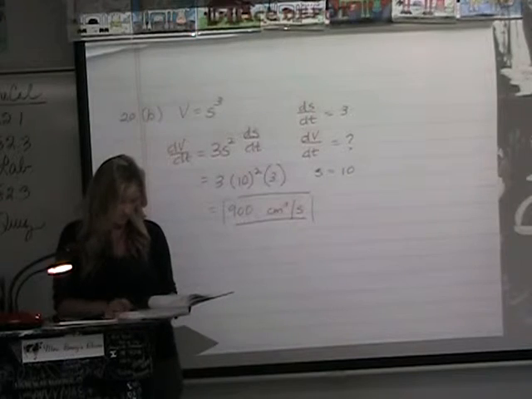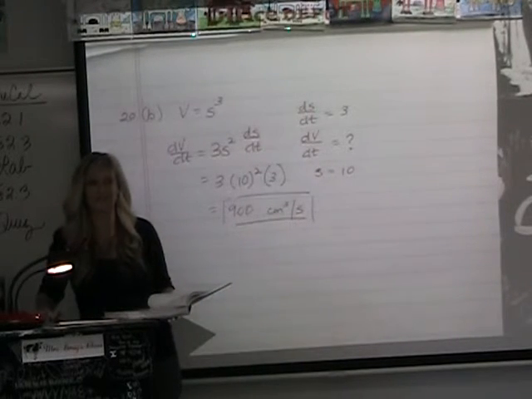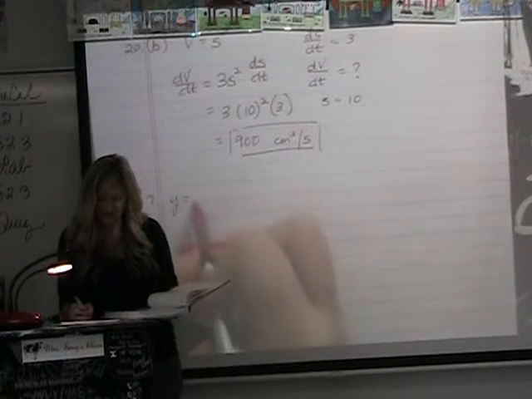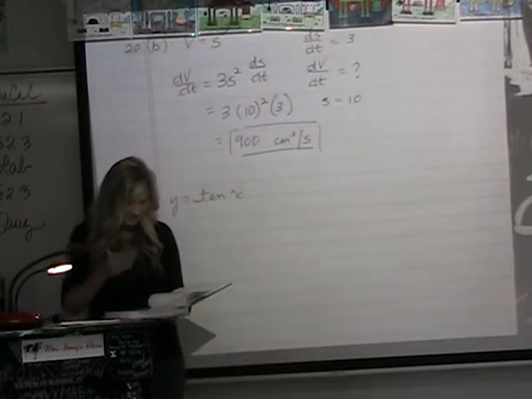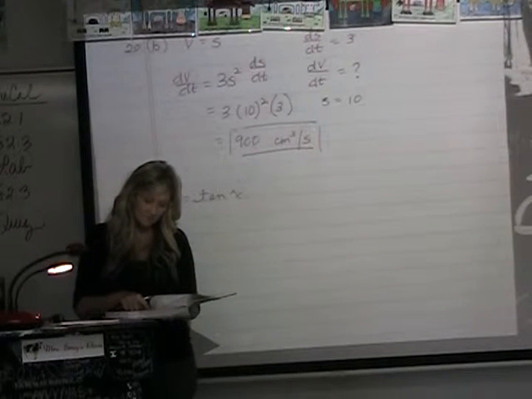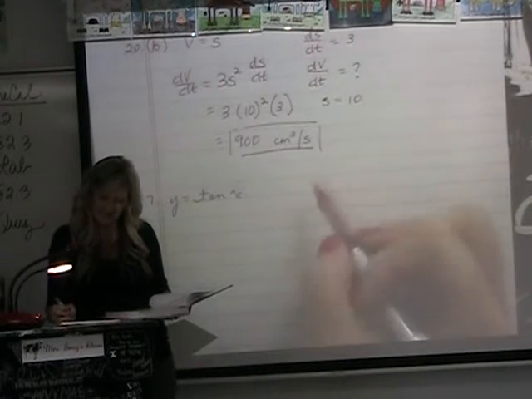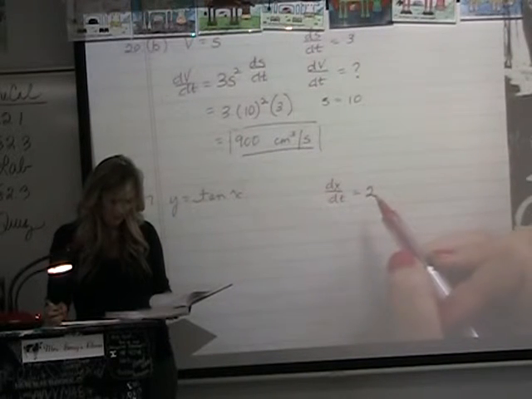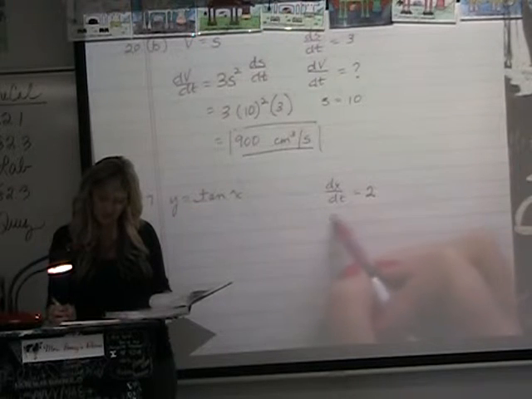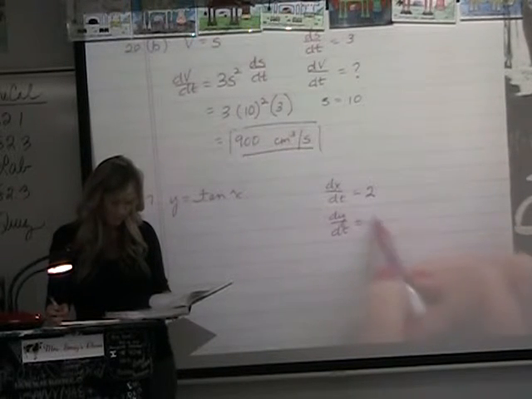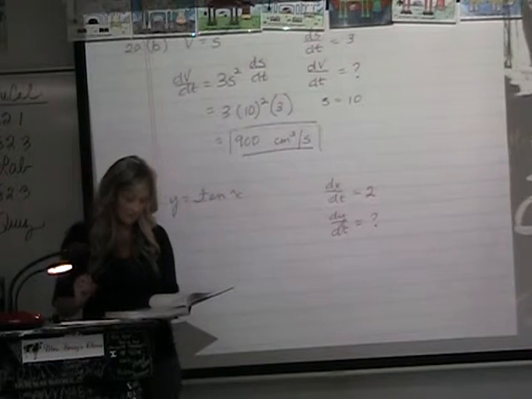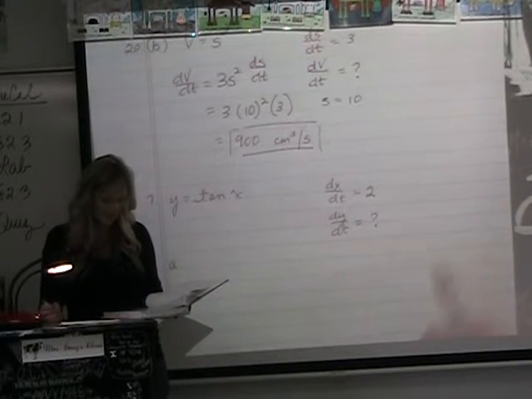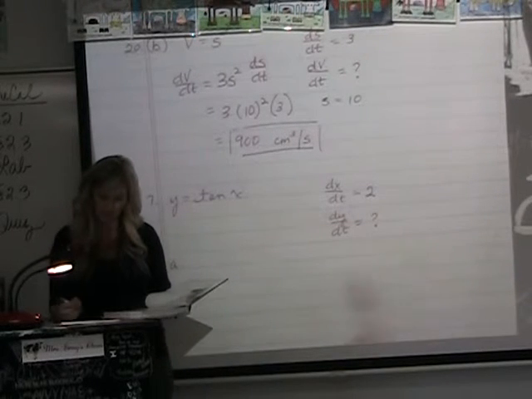Which other ones? 7. Sure. Number 7, good old trig function, huh? Number 7 is y equals tangent of x. And let's see what it's asking us to do. It says a point is moving along the graph of the function so that dx by dt is 2, and it says find dy by dt. That's what I don't know. For the specified values of x. So for part A, they're telling us that x equals negative pi over 3.